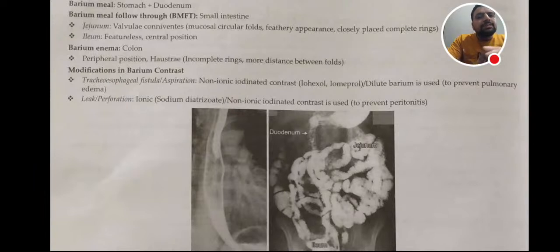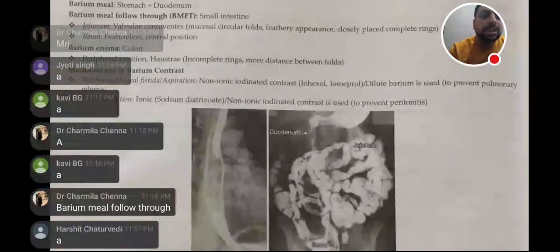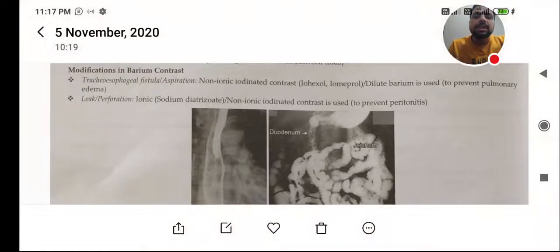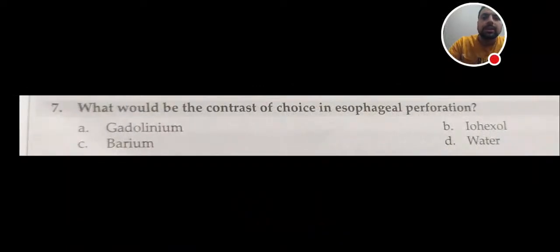Tracheoesophageal fistula, aspiration: use non-ionic, iodinated contrast like Hexol. Many times they like to ask such questions, even in the RMO paper. It prevents pulmonary edema, and sodium diatrizoate is for non-ionic iodinated contrast. Hope it's clear now. Okay.